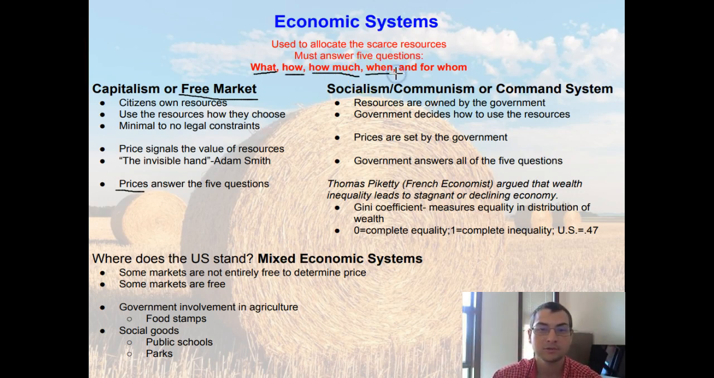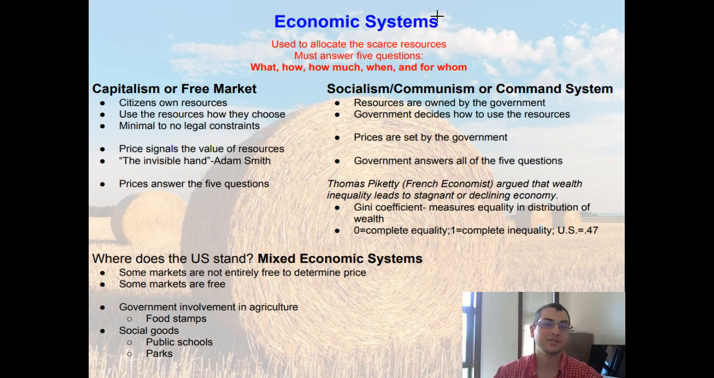When are we going to produce? In agriculture, we're often limited by the weather as far as when we're going to produce, but we also produce when we're going to try and yield the highest profit. Again, prices are driving that. And for whom are we going to produce? Who we're going to produce for is, frankly, whoever's willing to buy it. So again, prices play into that for whom aspect.